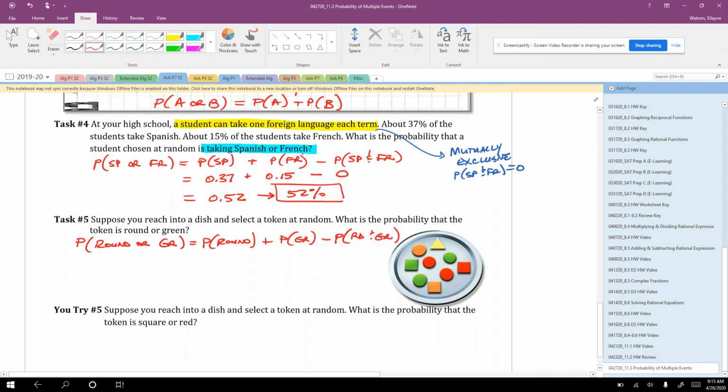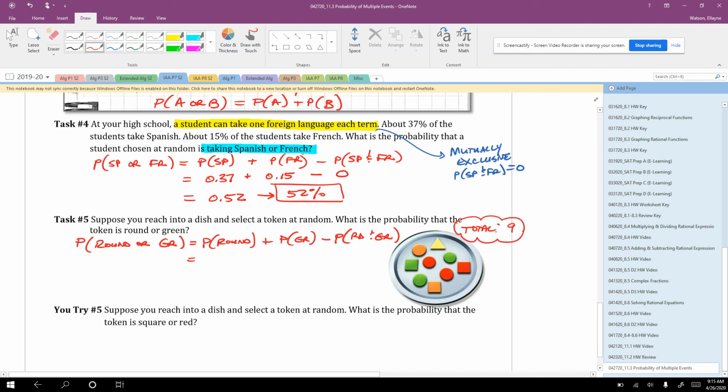Okay. And you might be thinking, well, do I have to worry about that last one? Well, it turns out in this one you do, because it's not mutually exclusive. There are tokens that are round and green, so you have to take that into account. Okay. So first thing is, how many total tokens do we have in here? Count them up. You should get 9. Okay, so that's important to know.